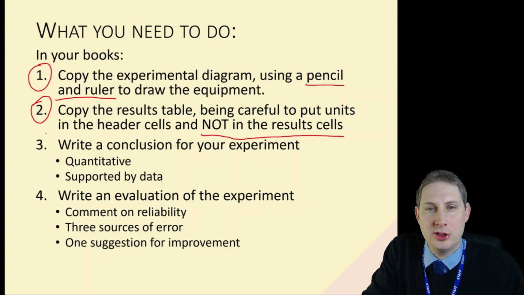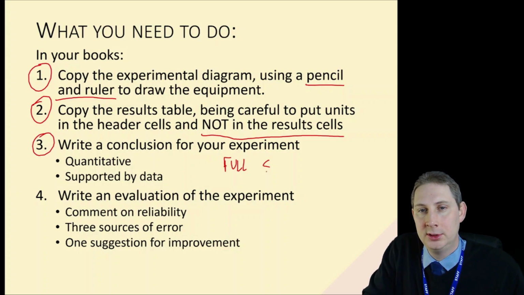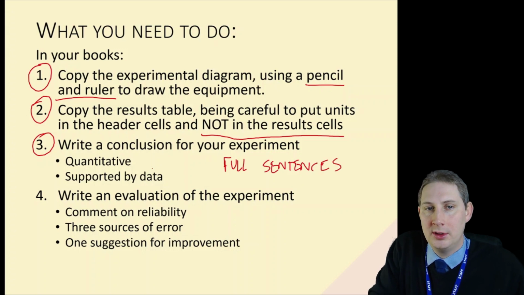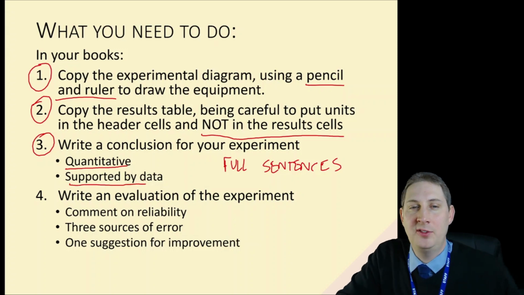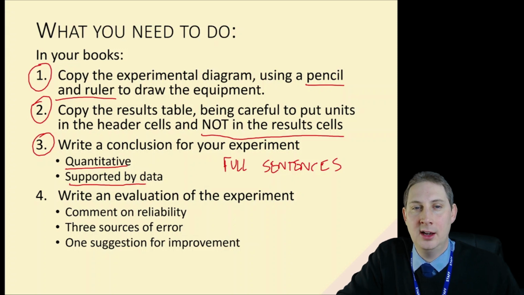Write a conclusion for your experiment, full sentences, that is quantitative and supported by data. I think Malham had 4 times as much calcium carbonate as Kent, because it produced 4 times as much gas, 60 centimetres cubed compared to 15 centimetres cubed, or something like that.